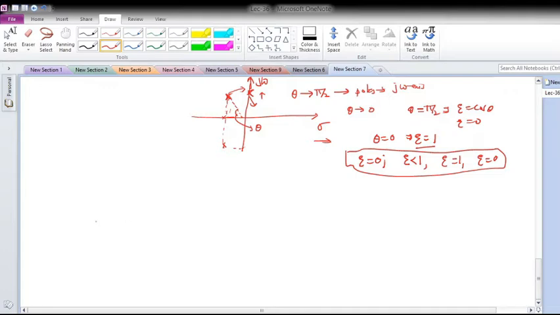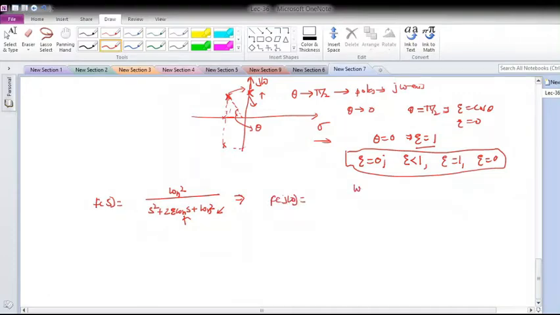Okay, so let me write my second order function. F of s will be omega n square upon s square plus 2 zeta omega n s plus omega n square. This is the standard form of the second order equation, in any system you take, electrical, mechanical, or whatever sort. If I am analyzing a second order system, the standard form is like this. Basically we have already seen how we get the denominator part.